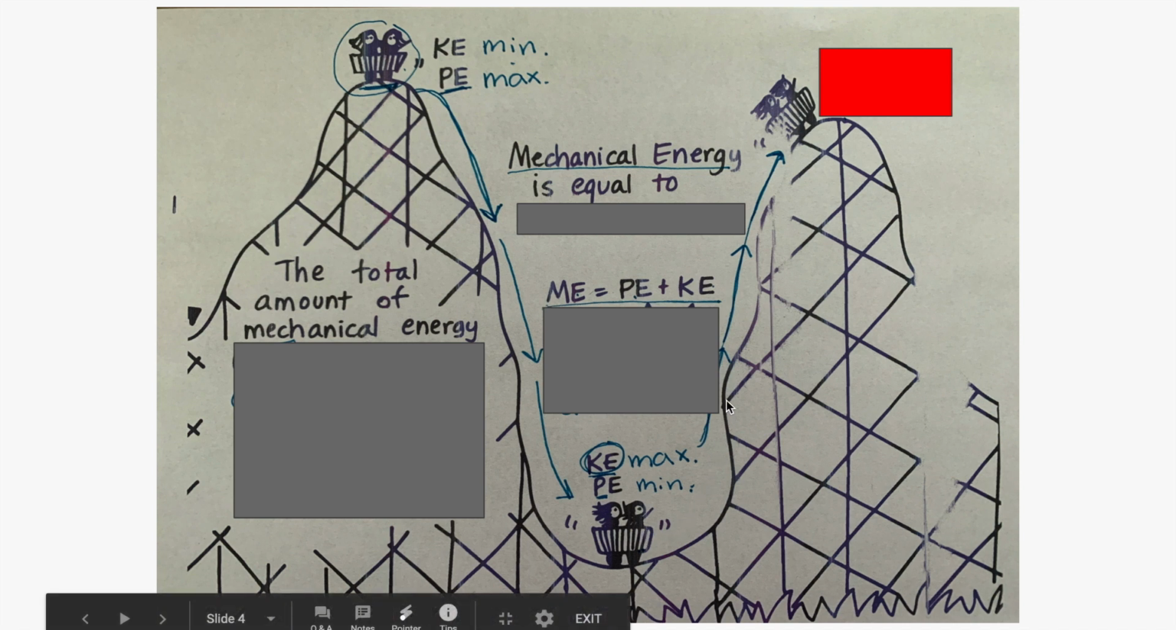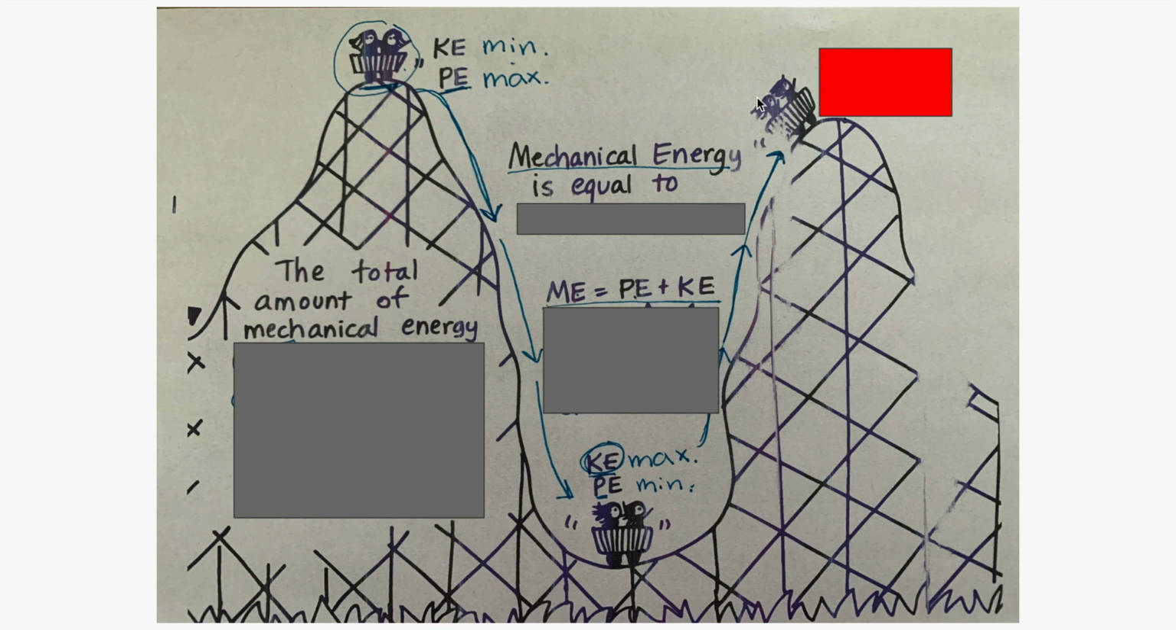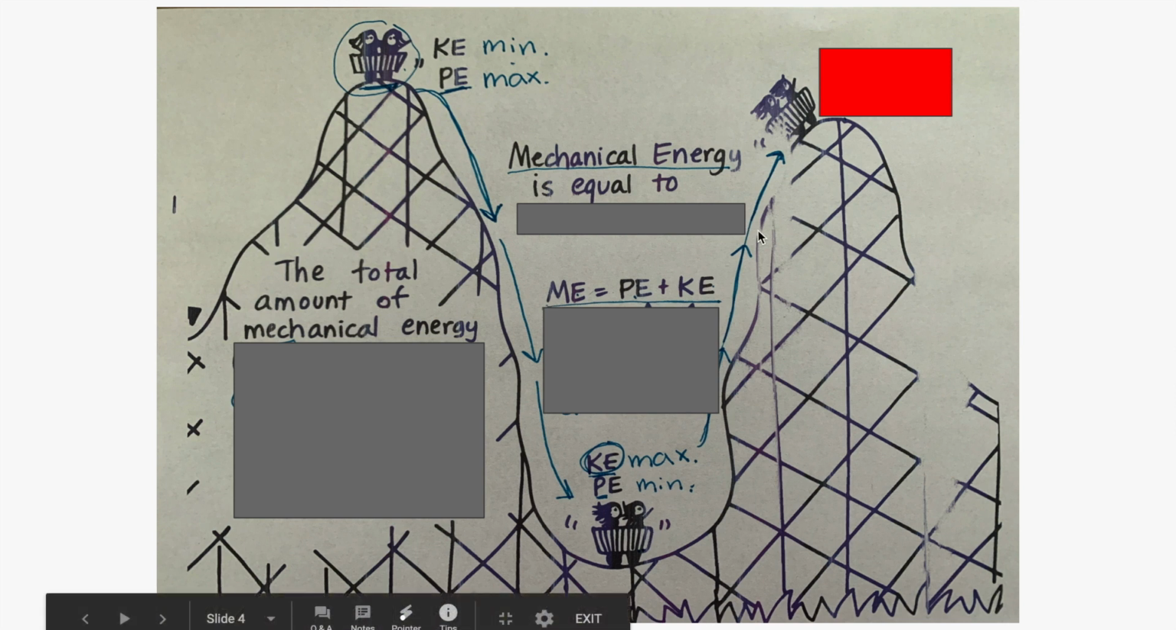So now our arrows are going back up the hill. And now one last time, what do you think is going to happen to this kinetic and potential energy? Is it going to stay the same as it was down the hill or change? I'll give you a moment to think.